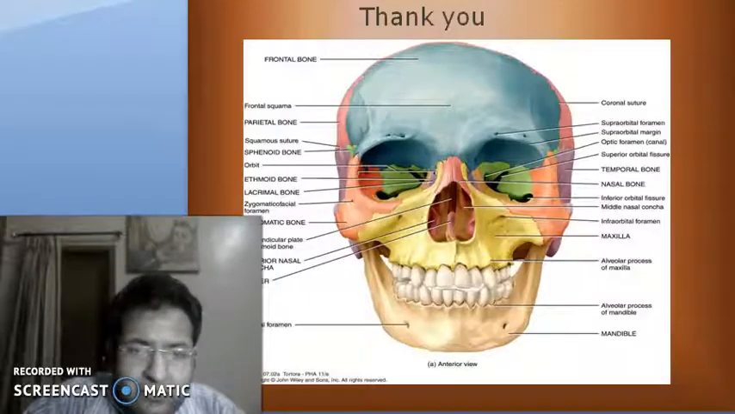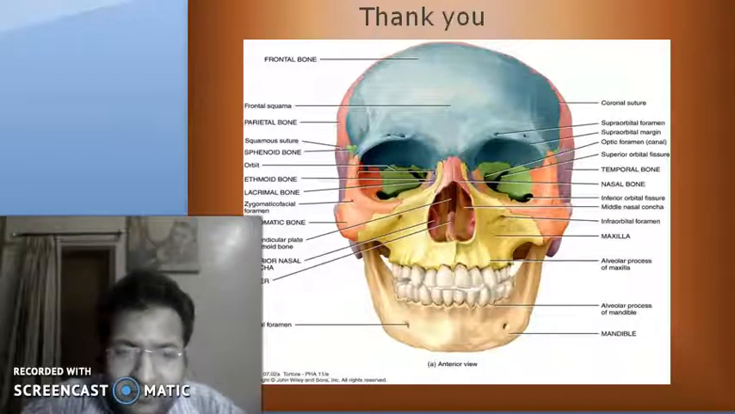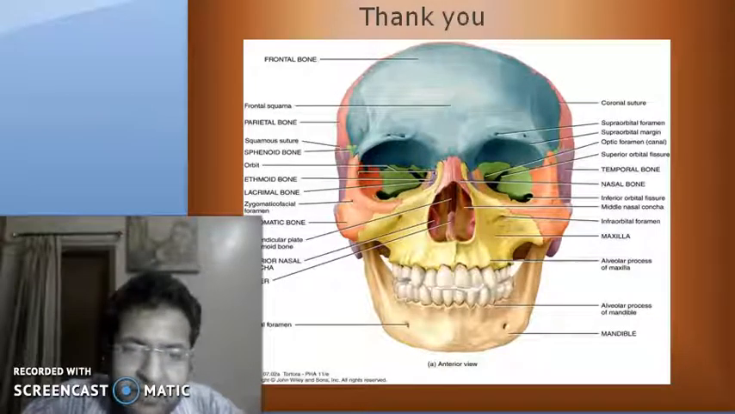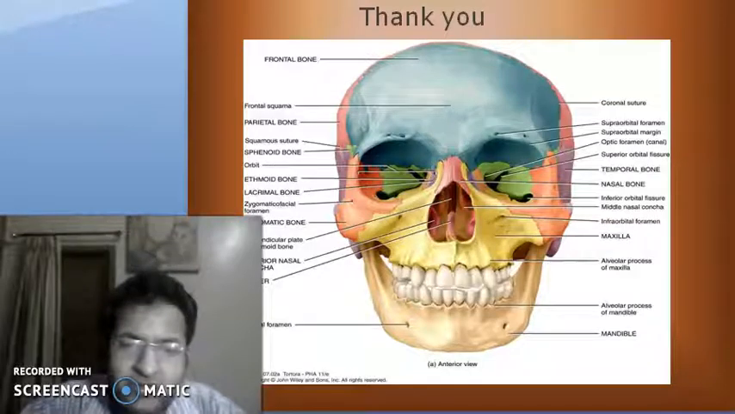Okay. So this is the end of the orbital anatomy. In the coming next week, or after that, when the squint gets over, we will study about the pathology of the orbit.